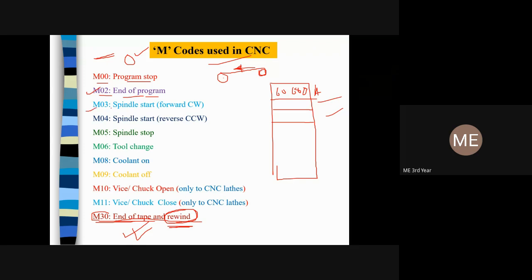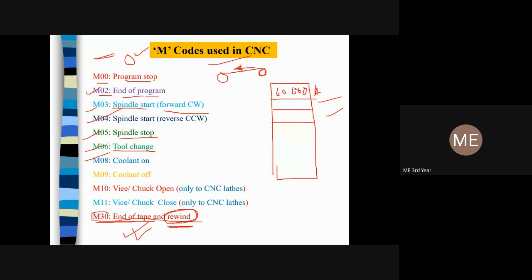So M03 is the spindle start. You have to give M03 before starting the operation. M03 is for spindle clockwise, and M04 is the counterclockwise. M05 is spindle stop. After the machining operation, you have to stop the spindle with the code M05. M06 is the tool change. After one operation, if you want to change the tool, then you have to give M06, and initially you have to give tool change because your tool is somewhere with some number, so M06 with some number you have to give before starting the operation.